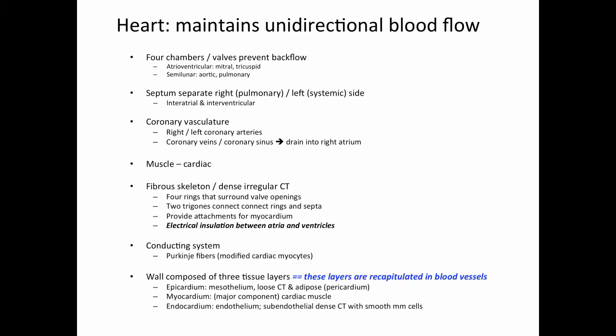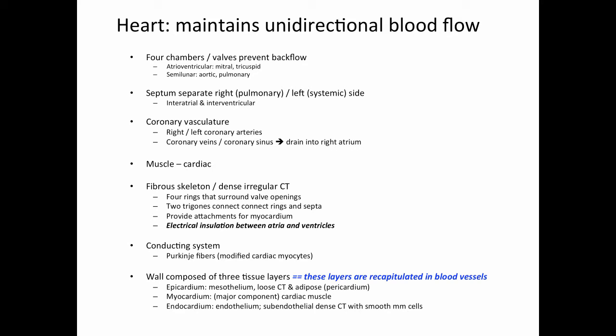It is not a surprise to anyone that the heart is mostly composed of cardiac muscle. We talk about a fibrous skeleton in the heart, a dense irregular connective tissue. This has 4 rings that surround the valve openings, 2 trigones to connect the valve rings, and septa. The fibrous skeleton also provides attachments for the myocardium, the so-called cardiac muscle, and very important, the fibrous cardiac skeleton provides electrical insulation between the atria and the ventricles. We also talk about the conducting system of the heart, so-called Purkinje fibers. These are modified cardiac muscle cells.